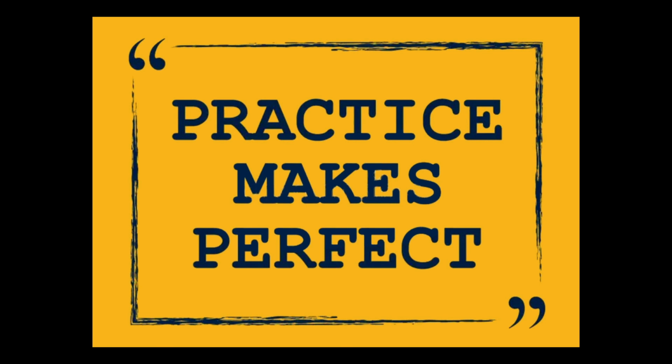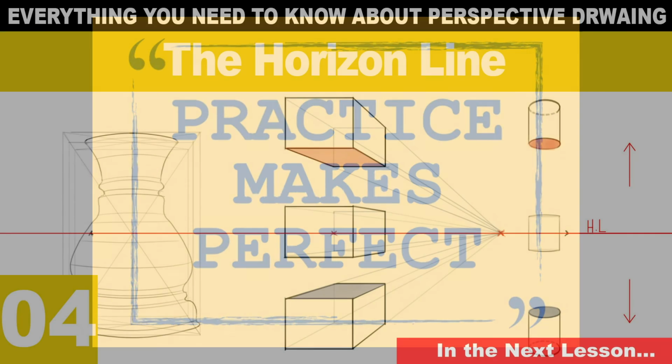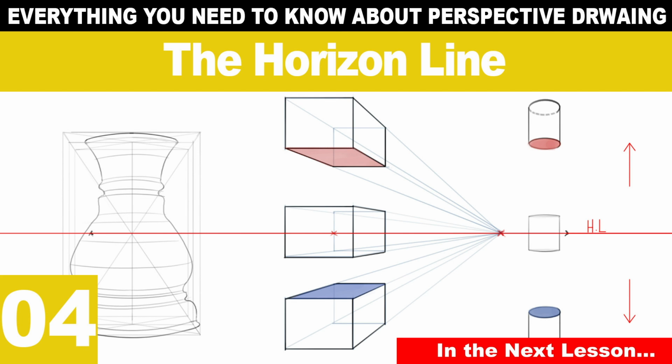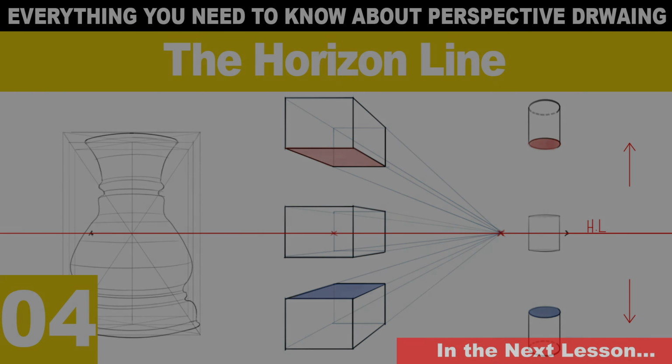So that's it for this lesson. In the next lesson, we will move on to understanding the horizon line and how its position will affect the way we see the bottom and top of the objects, especially when we draw them in perspective. We will do that in the next video.